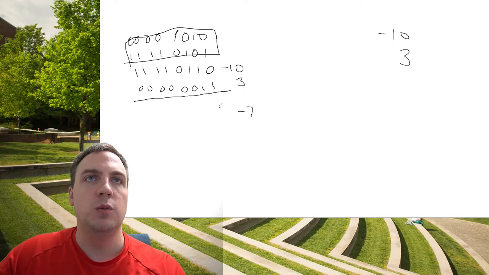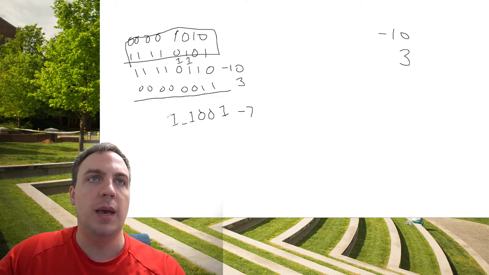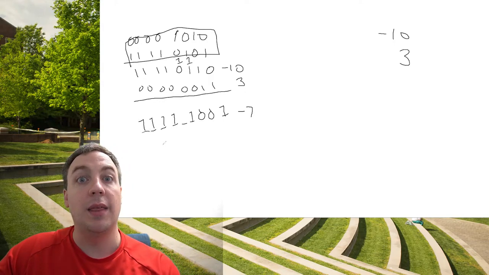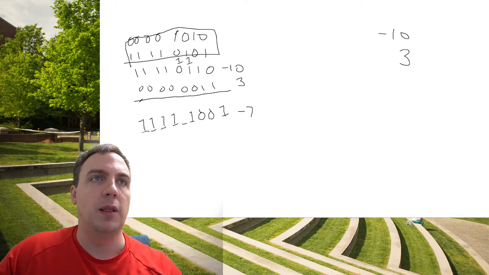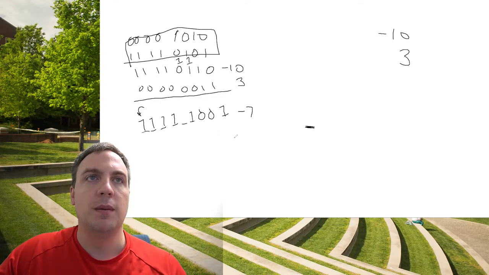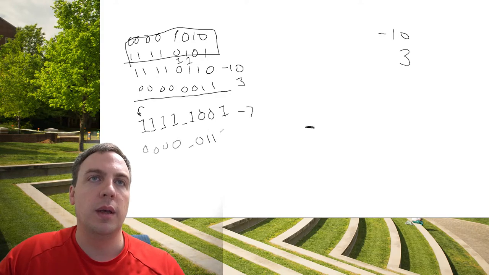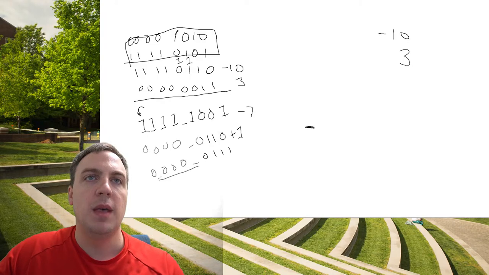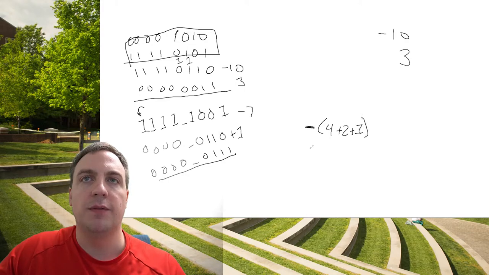So 0 plus 1 is 1, 1 plus 1 is 0, carry the 1, 1 plus 1 is 0, carry the 1, 1 drops down, and then we get 1's out here. Notice that nothing actually overflowed here. But we look at the most significant bit, which is right here, and we know that it's negative. So to figure out what the value is, we flip all the bits and add 1. We know it's going to be a negative number, but to get the magnitude, we flip all the bits and add 1. So that's 0000 0111. That's 4 plus 2 plus 1, which is the value negative 7.